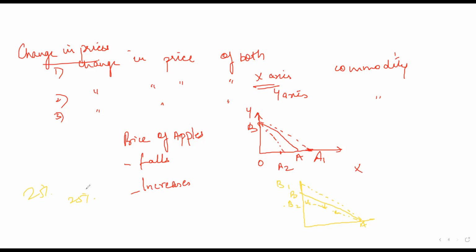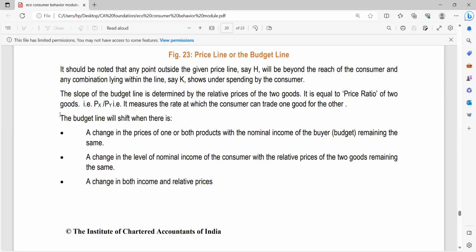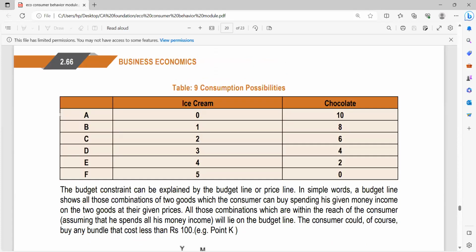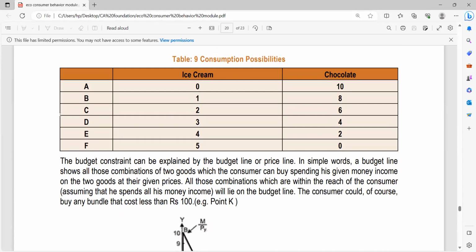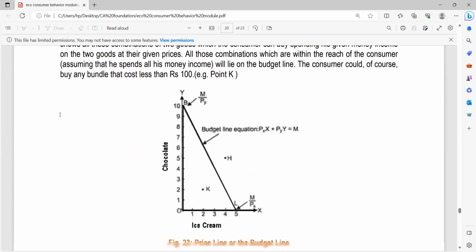So we have taken a quick understanding of the slope of the budget line, the price ratio, the properties of the budget line, and quickly we have gone through the shifts in the budget line also, right? Now let us take a look at what is given in your module, so that if there is any confusion, we can clarify that also. Here they've taken an example of ice creams and chocolates, and they have said that the budget constraint can be explained by the budget line. What does it show?